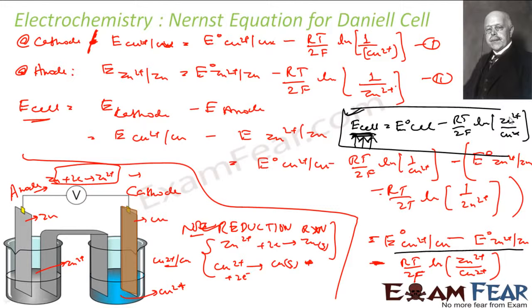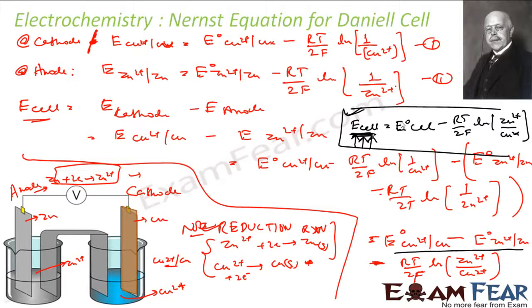But if the value is different, right, if you increase the concentration of zinc, the E cell will decrease. Why? Because if you increase the concentration of zinc, the whole value will increase, and there is a negative sign here. If you increase the concentration of copper, this whole value will decrease, and there is a negative sign, negative, negative, positive. That means E cell will increase. Correct? So that is my Nernst equation for the Daniell cell.